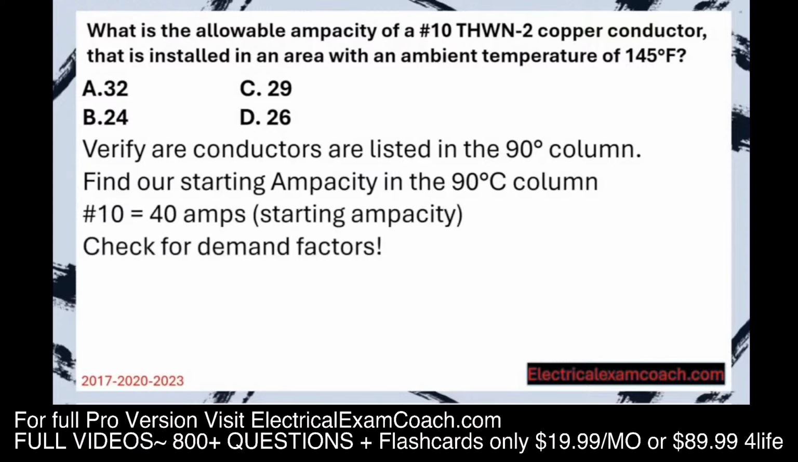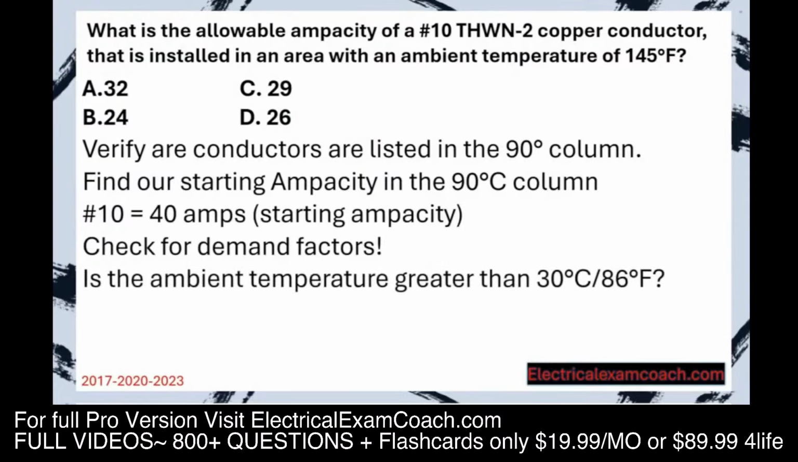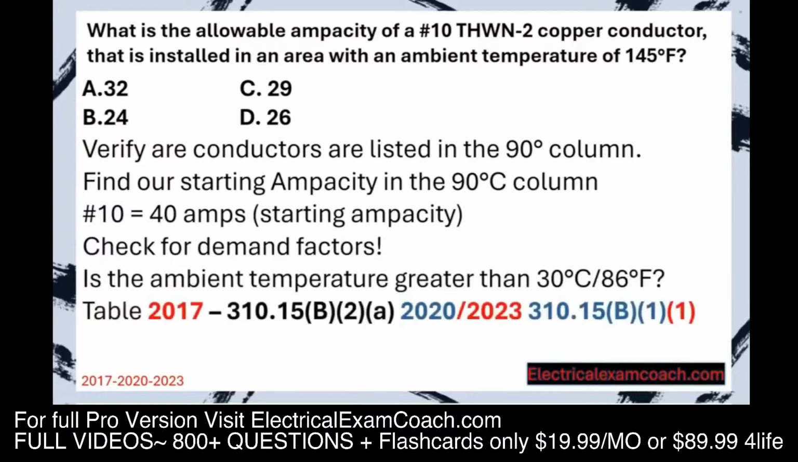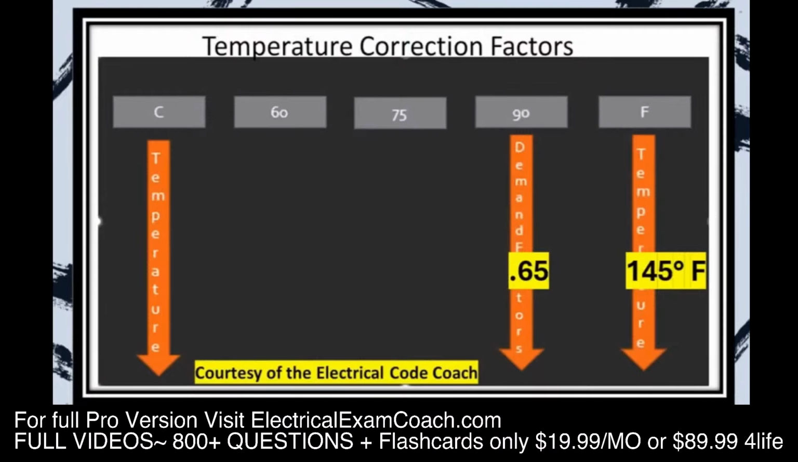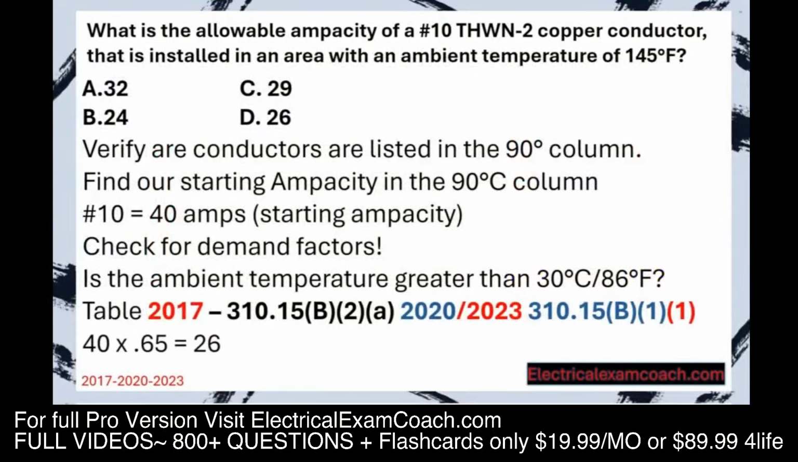Now we check for demand factors. Is the ambient temperature greater than 86 degrees Fahrenheit? It sure is. We're going to head to our table and find our correction factor. We're going to start on the right-hand side because it's Fahrenheit. We come down and find our range of temperature, which is 145, and we slide over and find our correction factor is 0.65. Now we go back and we take our starting ampacity multiplied by 0.65, and that gives us a new allowable ampacity of 26 amps, and we select D.